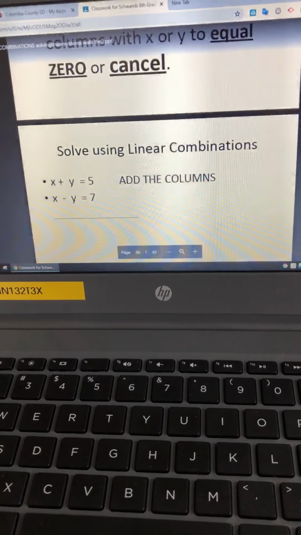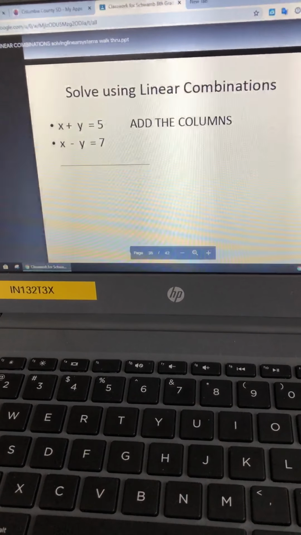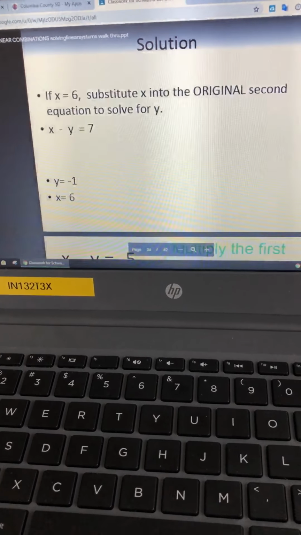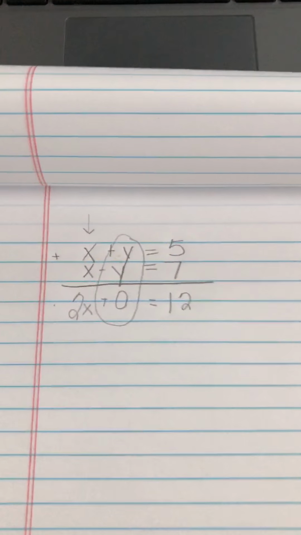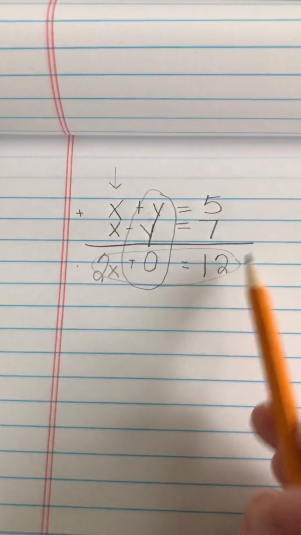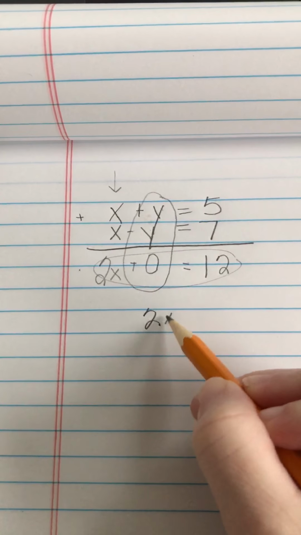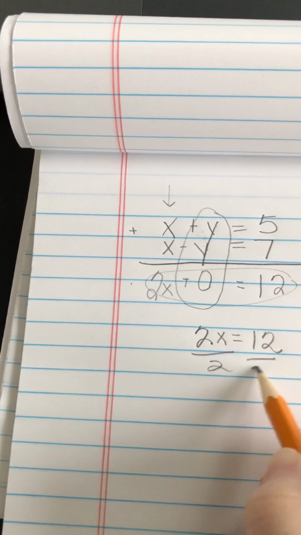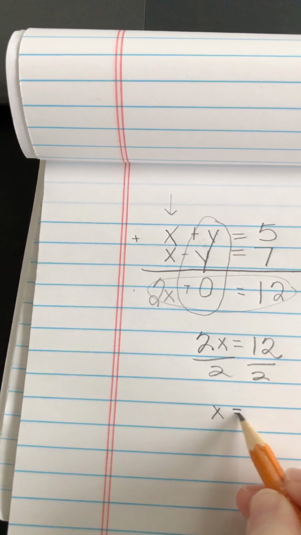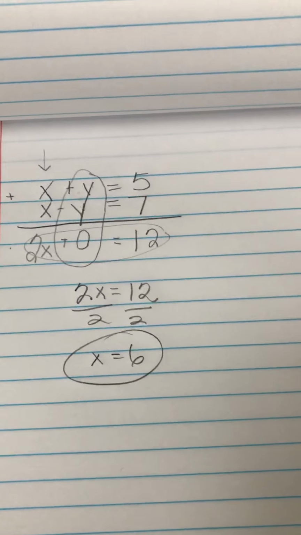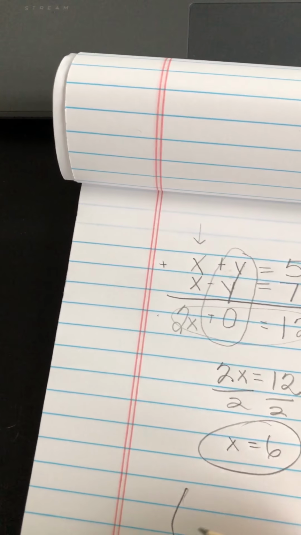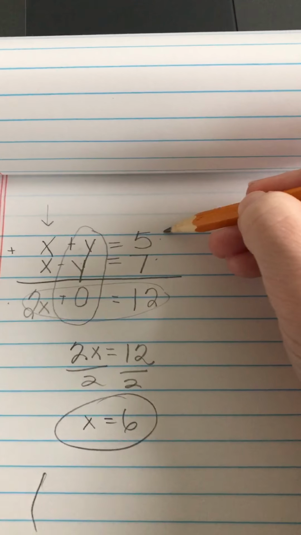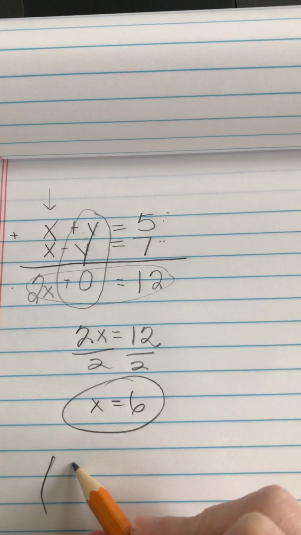So let's go ahead and keep going with this problem that I already showed you guys. We're adding the columns together. And then we're just going to take this equation right here and solve it. So we get 2x equals 12. And then we just solve it. It's a really simple one-step equation, and you get x equals 6. So remember, because this is a linear system, our whole goal is to still figure out, remember, these are two lines, and we're trying to figure out what point they intersect at.